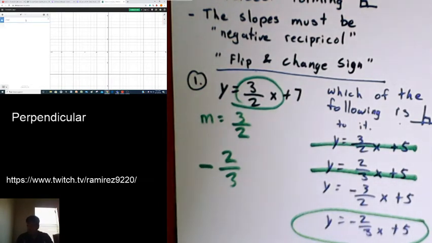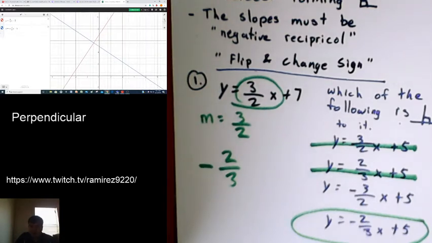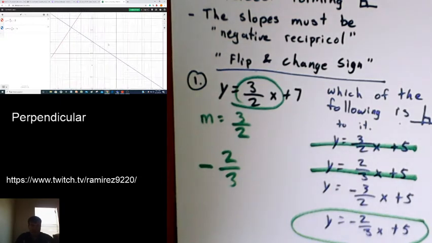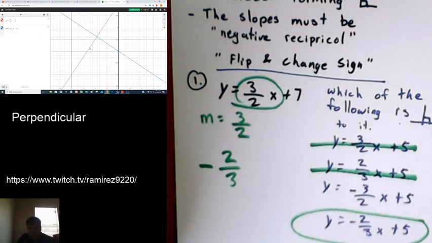So y is equal to 3 over 2x plus 7. And the other one is y is equal to negative 2 over 3x plus 5. Okay. So right here, I think this is a better picture. I don't know if you can tell. Let me see if I could zoom in. It's much better. This now looks like a T. Okay, it's a little bit clearer than the other picture.